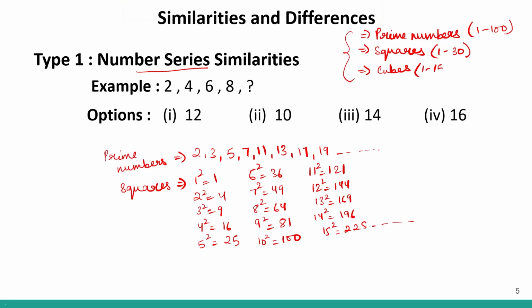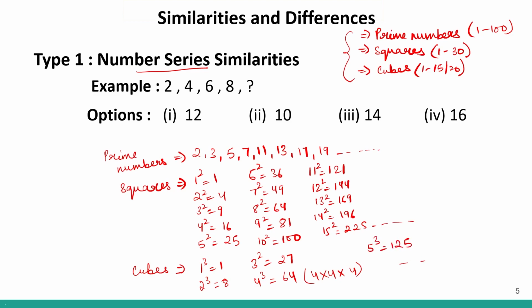Cubes, similarly, 1 to 15 or even 20. If you can expand it up to 20, good, but at least 1 to 15 you should know. So again, when we talk about cubes, 1 cube is 1. Similarly, 2 cube is 8. 3 cube is 27. 4 cube is 64. So how do we write cubes? We write 4 into 4 into 4. Similarly, 5 cube is 125 and so on. So up till 15 or 20 you should know. This much information is pre-required for number series similarities.